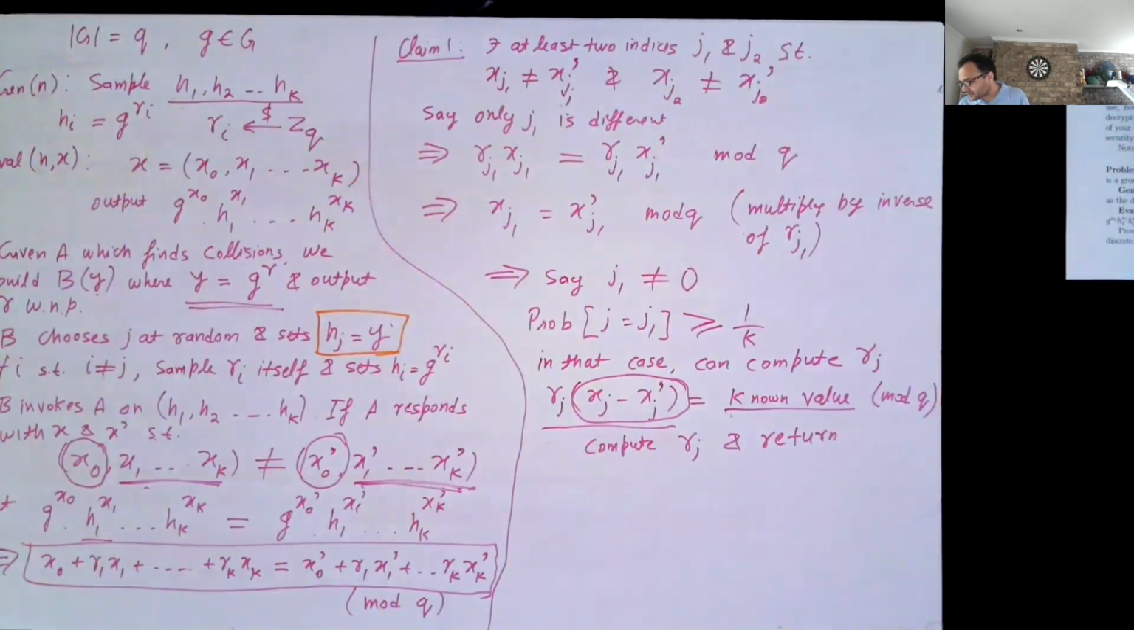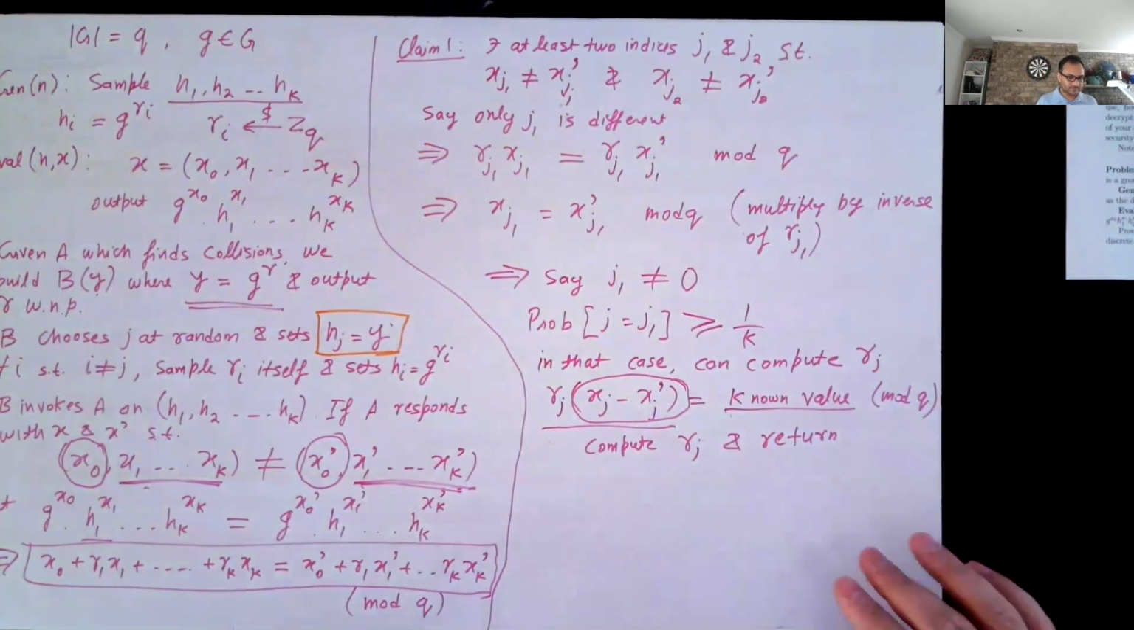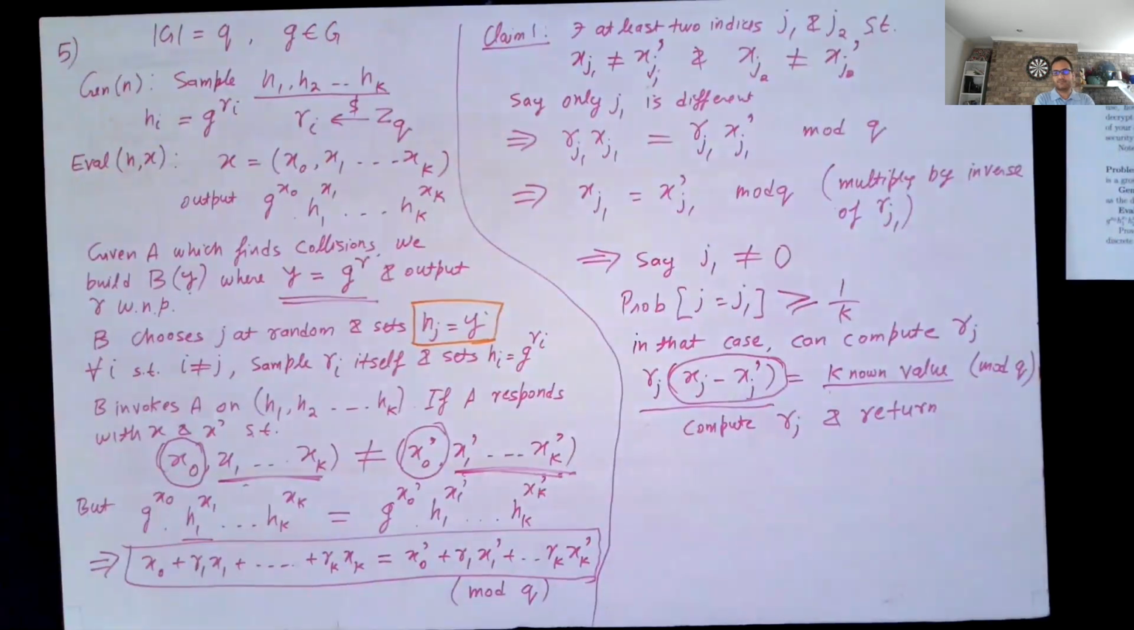Yeah, good question and good answer. So at least 1 by k, it could be greater than 1 by k because multiple indices might be different. Okay. Any other questions?